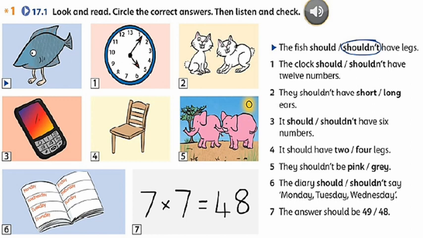17.1. The fish shouldn't have legs. 1, The clock should have 12 numbers. 2, They shouldn't have short ears. 3, It shouldn't have 6 numbers. 4, It should have 4 legs. 5, They shouldn't be pink. 6, The diary should say Monday, Tuesday, Wednesday. 7. The answer should be 49.